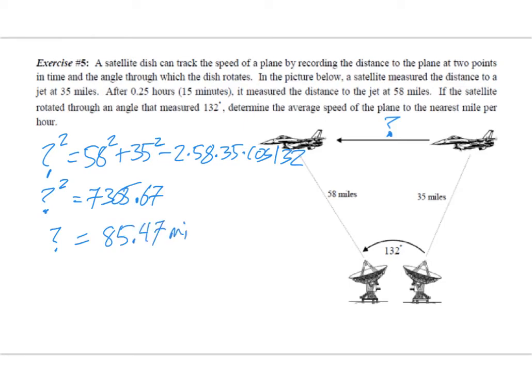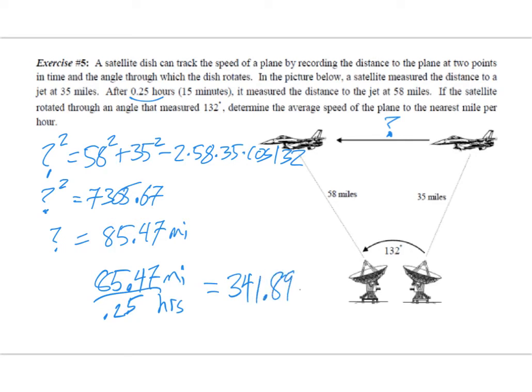We have to find the average speed. So we're going to take this distance and divide by 0.25 hours. So 85.47 miles divided by 0.25 hours is going to give us a value in miles per hour. When I do that, I've got 341.89 miles per hour.